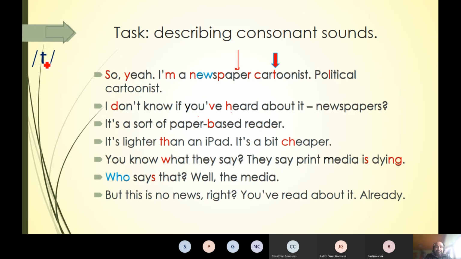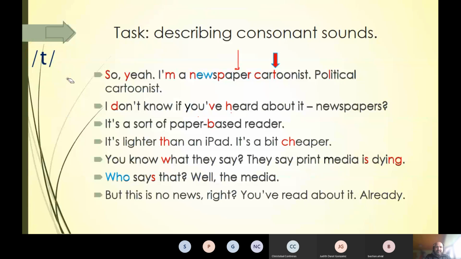Is it voiceless or voiced? Voiceless. Voiceless, exactly. Do you think it is fricative, plosive, or liquid? Plosive. Plosive, exactly. And finally, what's its place of articulation? Alveolar. Alveolar, perfect. You got them, all of them correct.